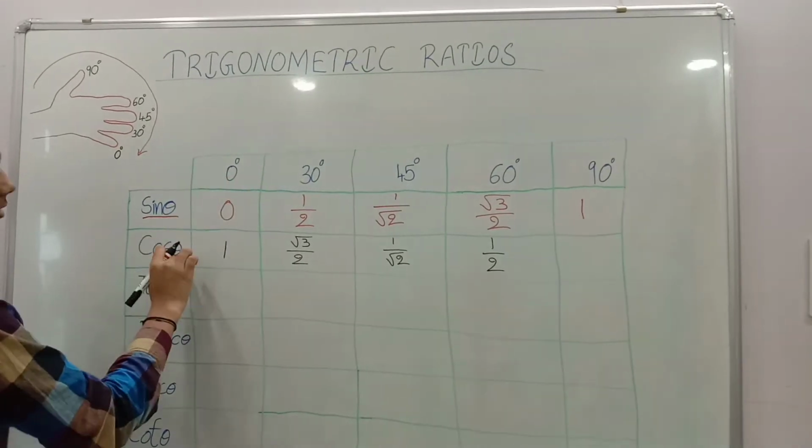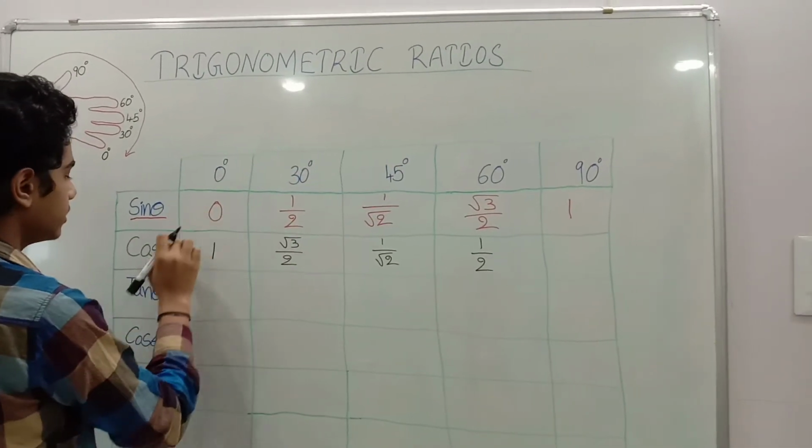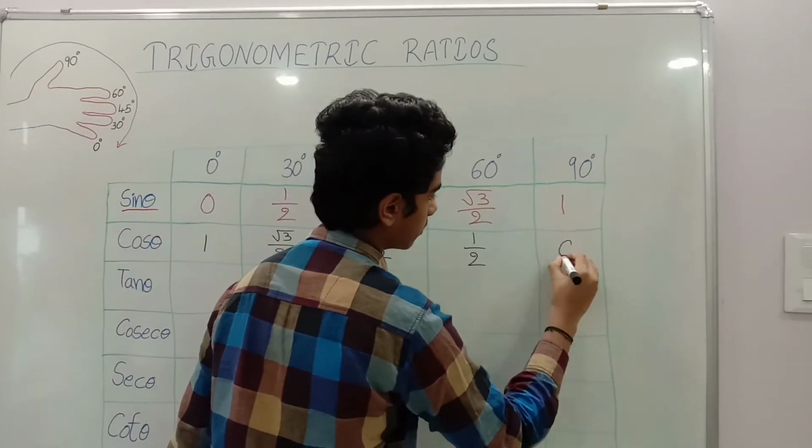Sin 0 is cos 90. Sin 0 is 0, so cos 90 is 0.